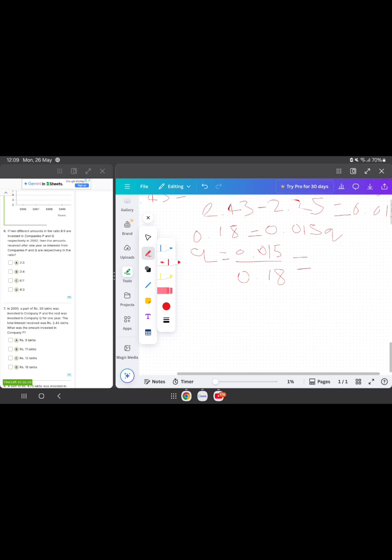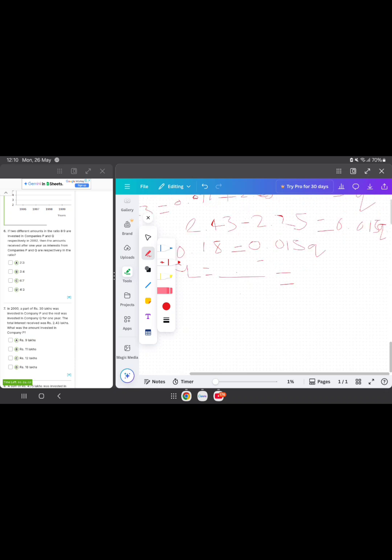So Q is 0.18 divided by 0.015, which gives us 12, meaning that P is 30 minus 12, which gives us 18. That will be D.